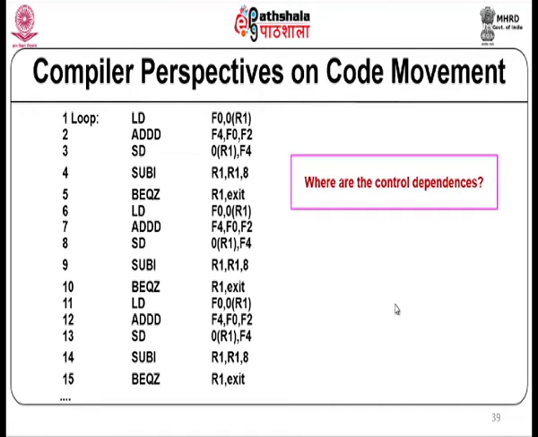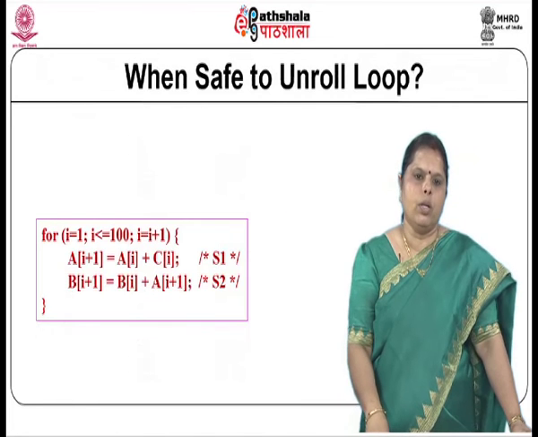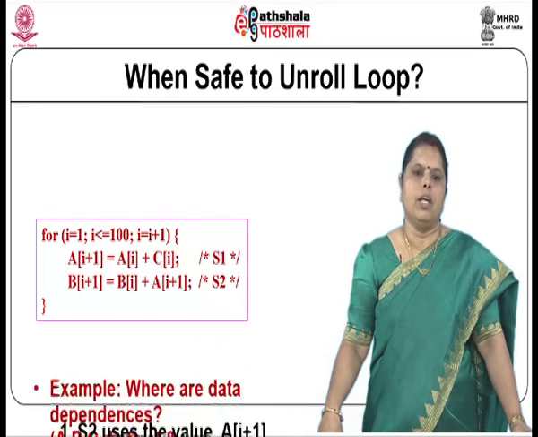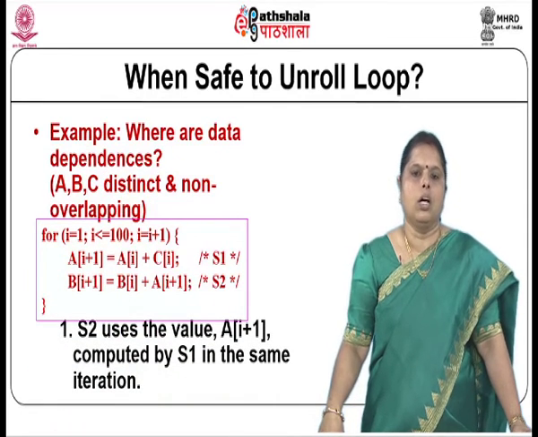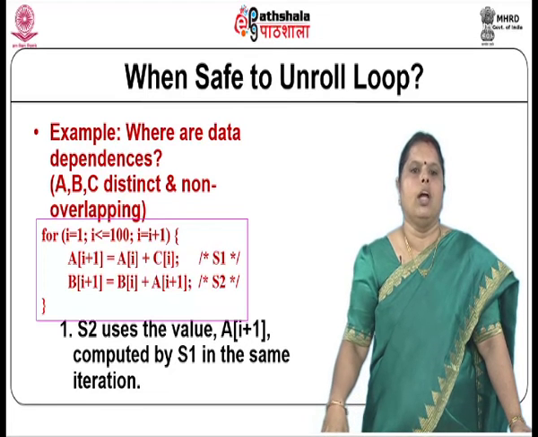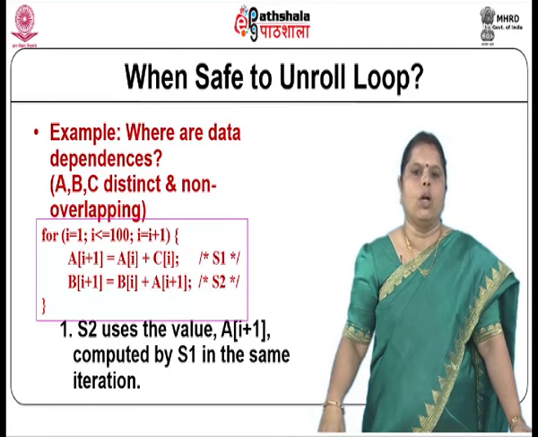So, that will have to be appropriately handled by adjusting the store address. And of course, when you are removing the loop maintenance code, you are also removing the control dependencies. So, that is obviously an advantage associated with your loop unrolling process. Now, when can we actually unroll loops? When is it safe to unroll loops?